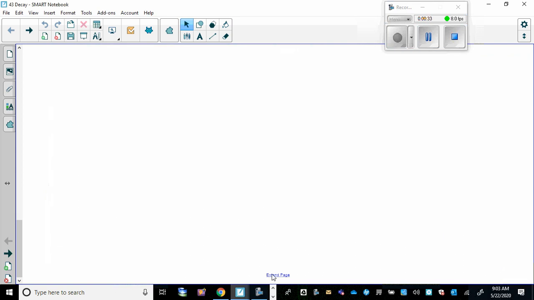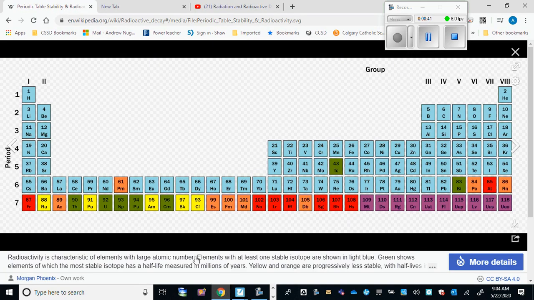So in the last lesson, we said that bigger nucleuses are less stable. And here's a periodic table. All these light blue ones are really quite stable. And then when you get into different colors, they get less and less stable. The greens are less stable, and the yellows are less stable than the greens, and so on. These purple ones over here are really unstable, and they decay really quickly because they have huge nucleuses, and therefore neutrons and protons can escape from the nucleus.